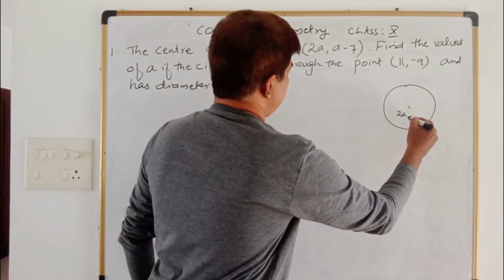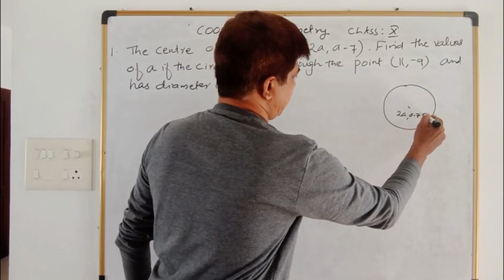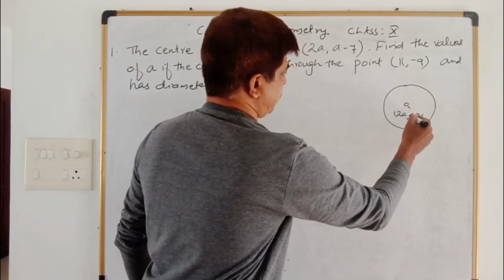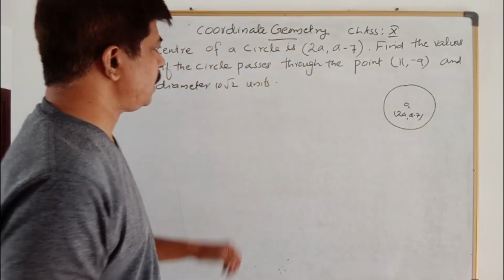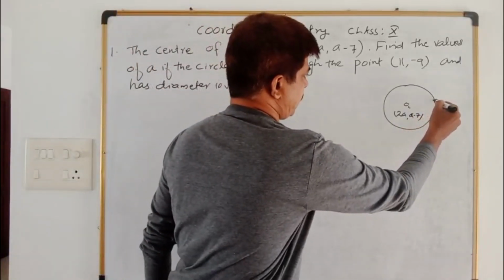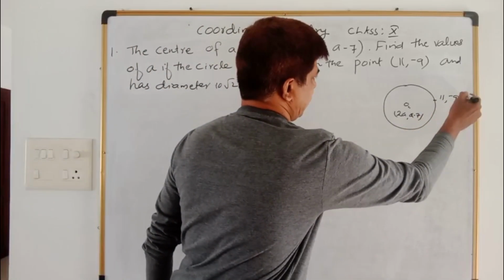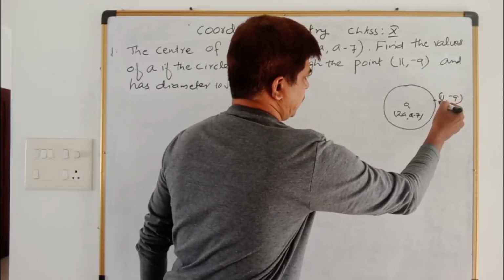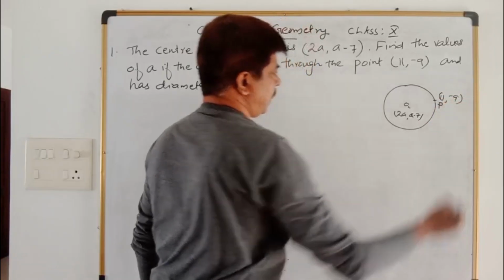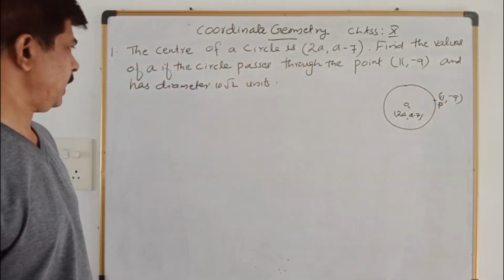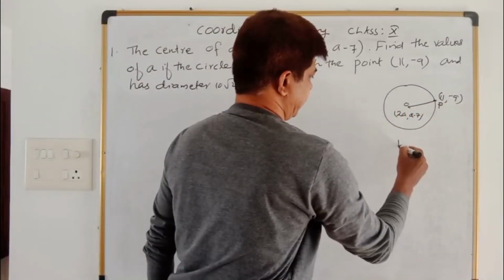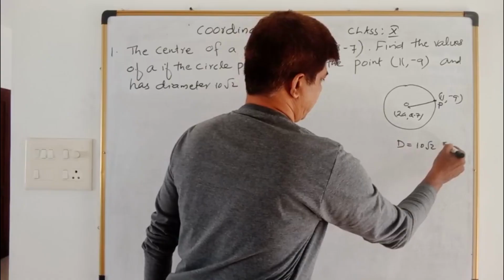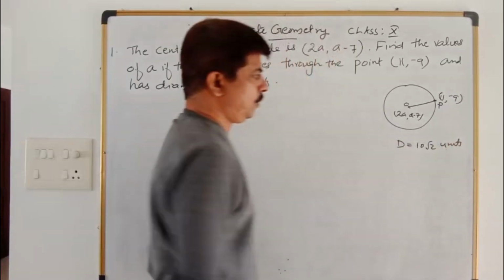Let us denote the center by O. Find the values of a. The circle passes through the point (11, negative 9), so there is one point on the circle, which can be taken as P. And we are given the diameter, 10 root 2 units.